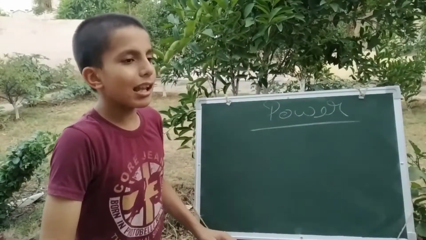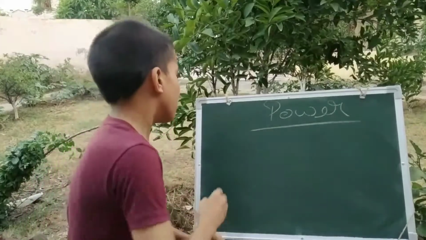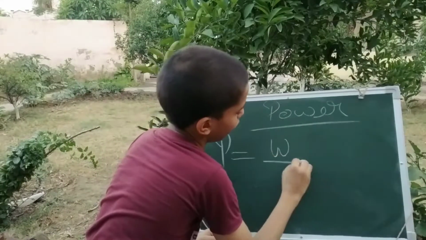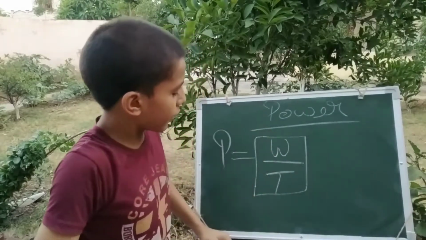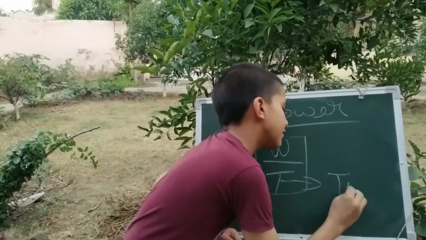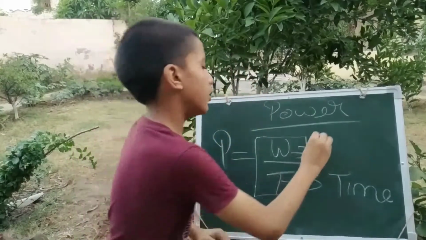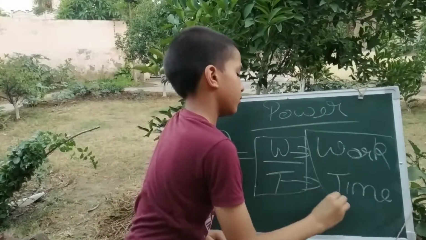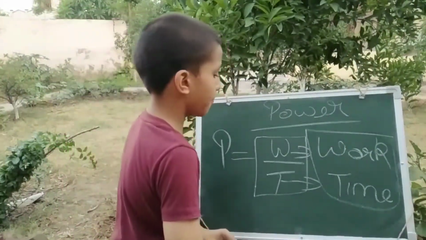So power is the rate of doing work. So the formula of power is equal to work over T, W over T. What is the meaning of T? We know that it is time, and we know W is work. Okay, so this is the formula of the power.